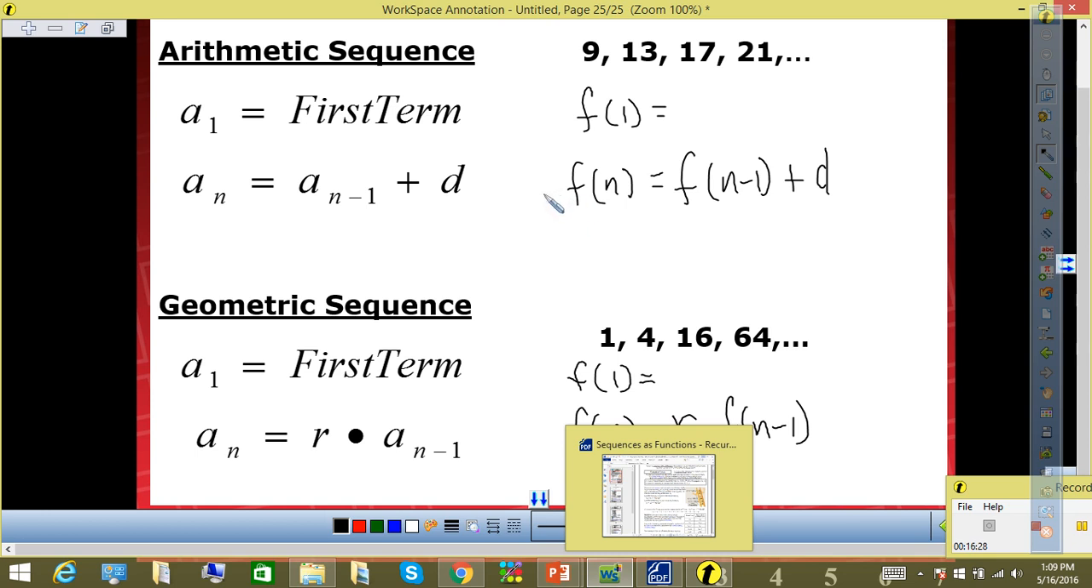Show me with your fingers how comfortable you are with these, 1 being the lowest, 5 being the highest. Got some 5s, some 4s, a few 4.5s, 3s. Okay?